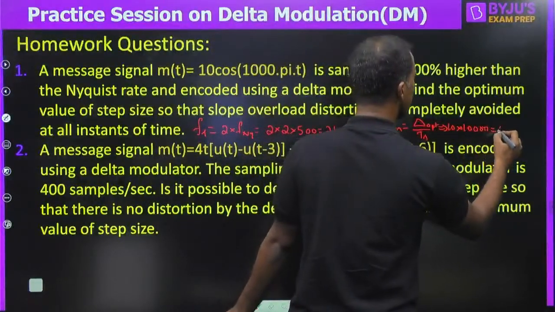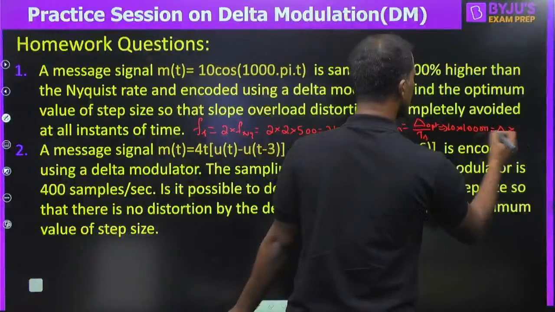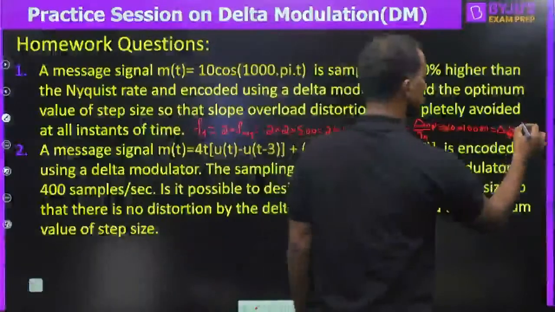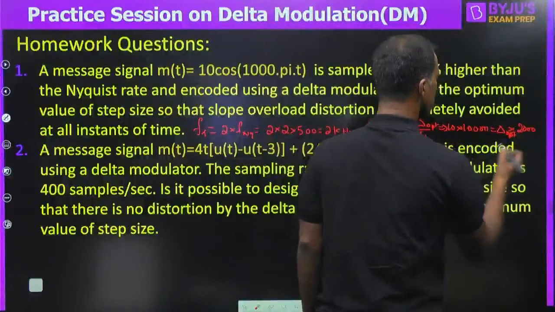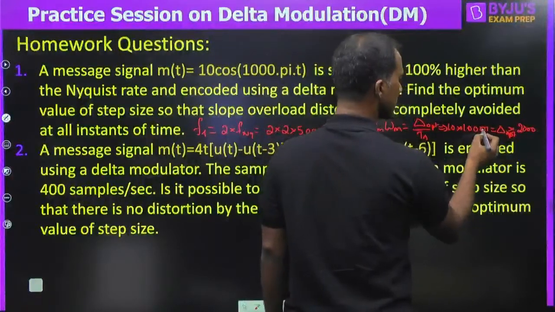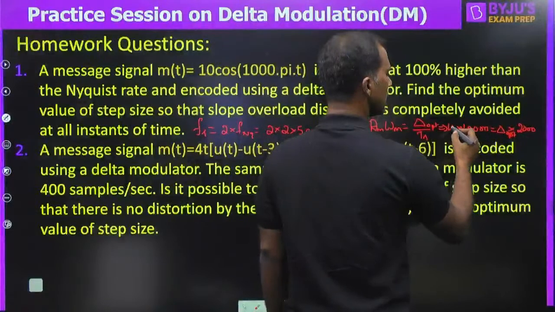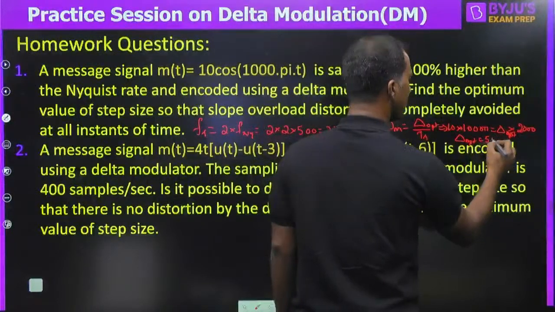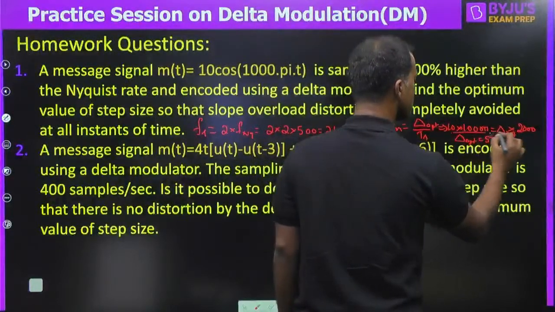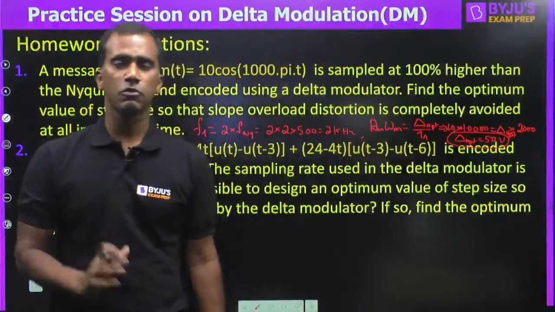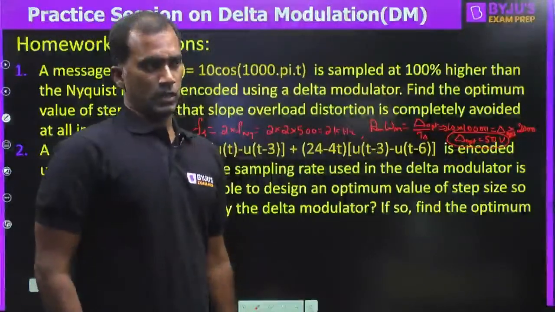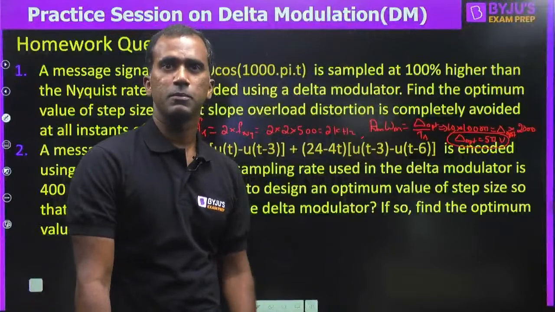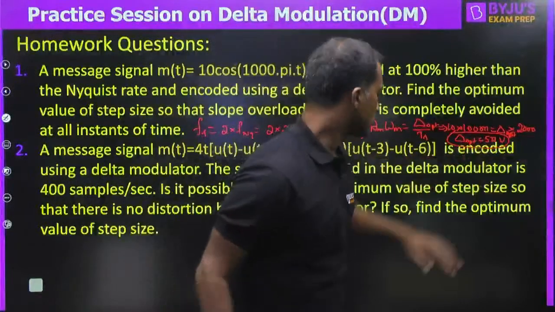10 times 1000 pi is equal to delta optimum into 1 by Ts. 1 by Ts is Fs, and Fs we know is 2 kilo. If you substitute 2000, you can cancel these 3 zeros and 3 zeros here. The 2, if it comes to this side, it will be 10 pi divided by 2, which is 5 pi. So delta optimum is equal to 5 pi volts. The answer is 5 pi volts, which is 5 into 3.14, which is 15.7, approximately around 15.7 volts. The answer is 5 pi volts.